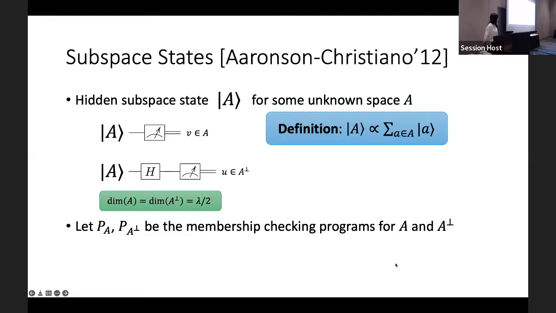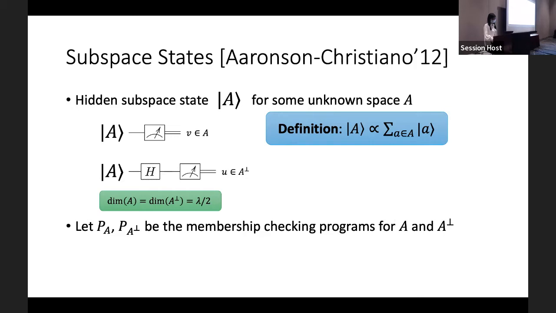Okay, so before introducing Cosets states, let's look at what subspace states are. A subspace state for a space A is a uniform superposition of vectors in subspace A. And this A is sampled by a challenger randomly, and its basis information is kept secret from the users or the adversaries. It has the property that if you apply a QFT, which I read as a bit by bit Hadamard here for the binary case, you'll get a superposition of vectors in A perp, that is the dual subspace of A. And we also provide two functionalities.